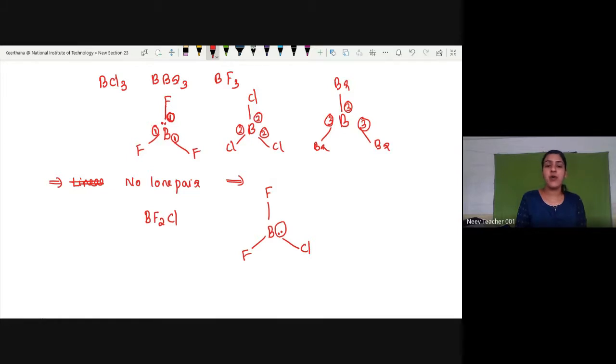How will the bond angle be in this case? All bond angles will not be equal to 120 degrees. Since the electron cloud around the central atom is more in BCl, they will try to increase the bond angle here. They will try to increase this bond angle.